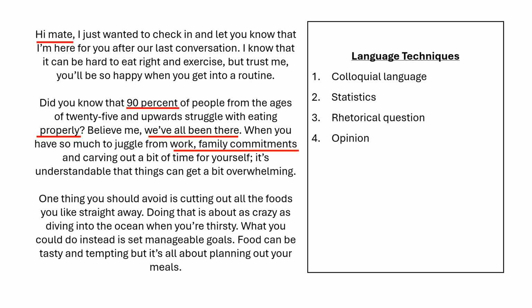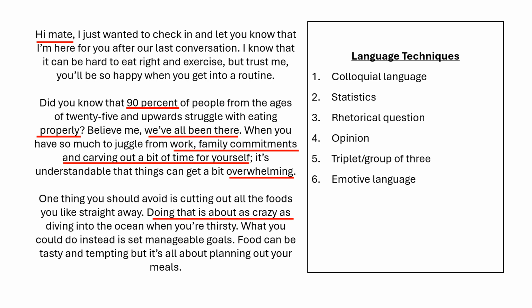Next we've got juggle from work, family commitments, and carving out a bit of time for yourself. So number 5 would be a triplet or a group of 3, another DeForest technique. We've got the word overwhelming, so this would be emotive language. Again, another DeForest technique there. This is emotive language because it's invoking an emotional response. We're relating to that person and we can say that we understand that it's really easier said than done to completely change your lifestyle when you've got so many different things going on at once.